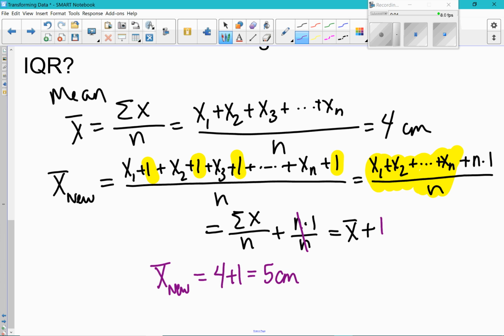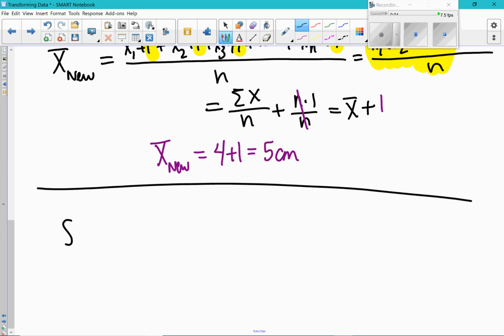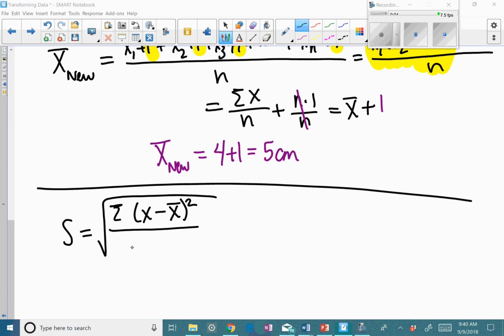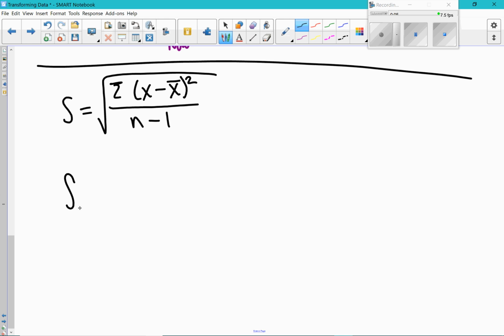What about the standard deviation? Let's check that. Our old standard deviation, going by our same formula, is the square root of the sum of x minus x bar, all squared. Remember, x means all of the data points individually, and you subtract the mean individually, then you square them, then you add them all up, then divide by n minus 1, and then square root everything to put it back into the same units, essentially. Okay, but what about our new standard deviation?